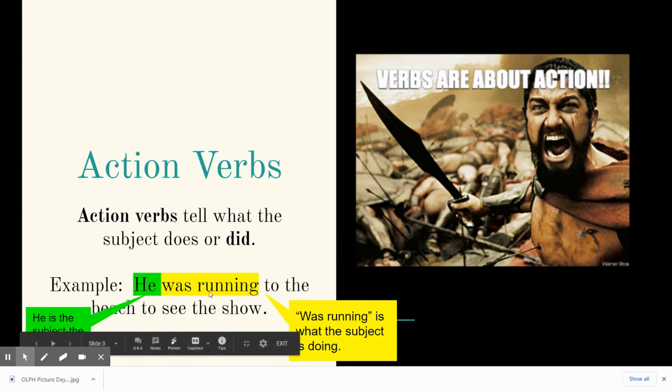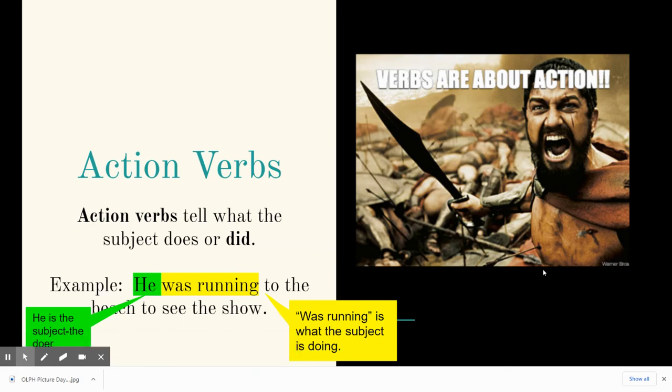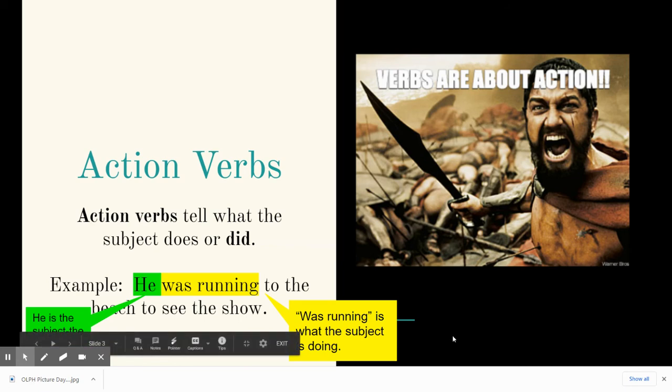It had already happened. But the important part for you to know now is that the action is what you do, what the subject is doing. Just like our guy from Sparta here tells us, verbs are all about action.